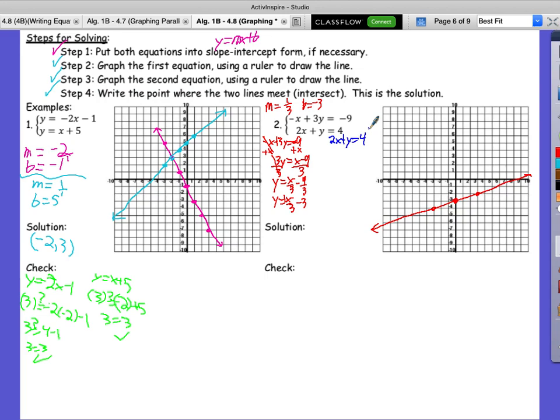Wait, so if we start at 4, do we go up 2 and then right 4? What's our slope? Your b is 4. Oh, my slope is -2. You start with b, and then you use your slope from there.